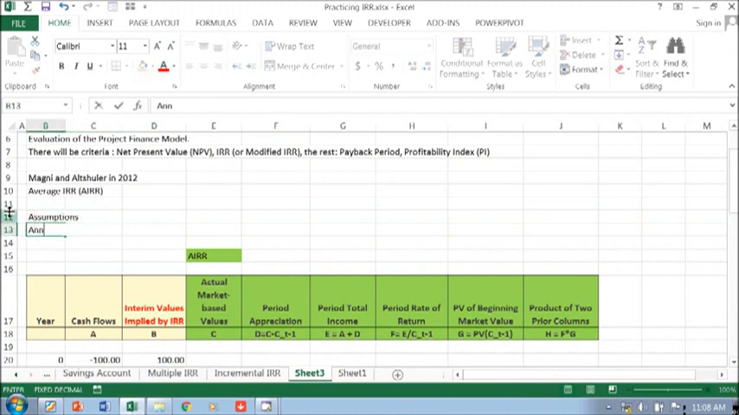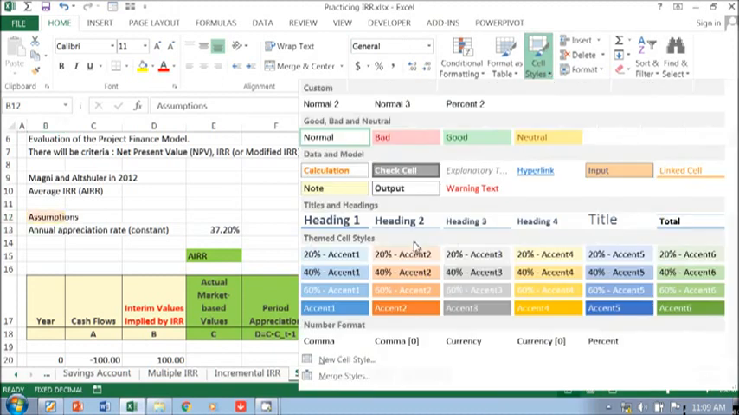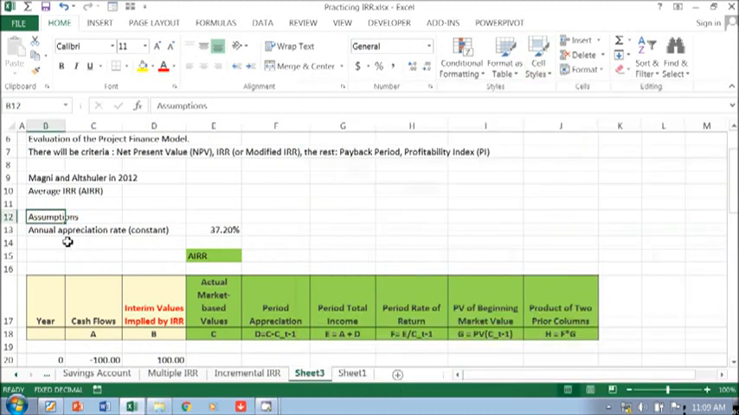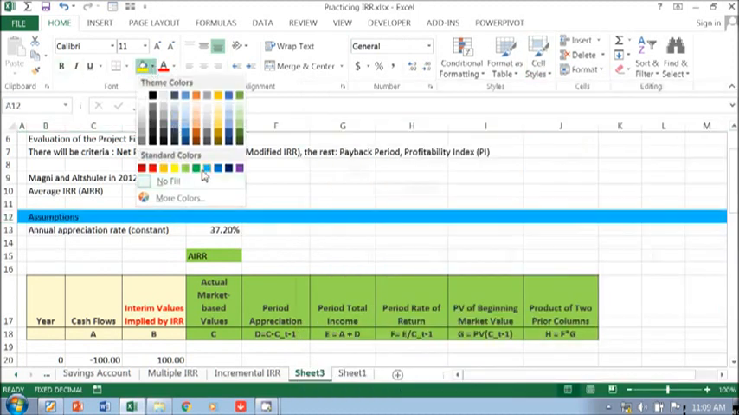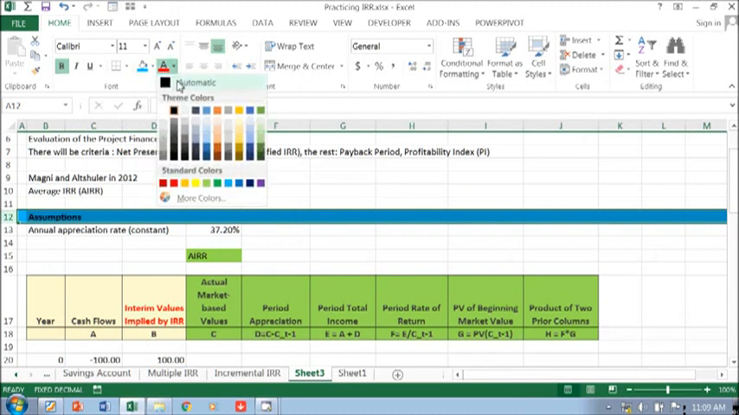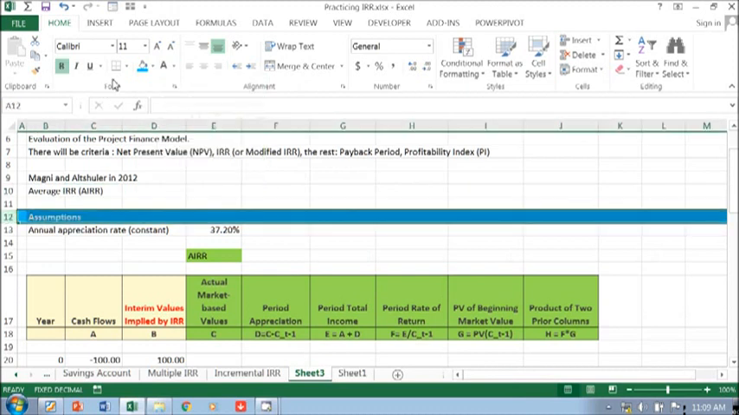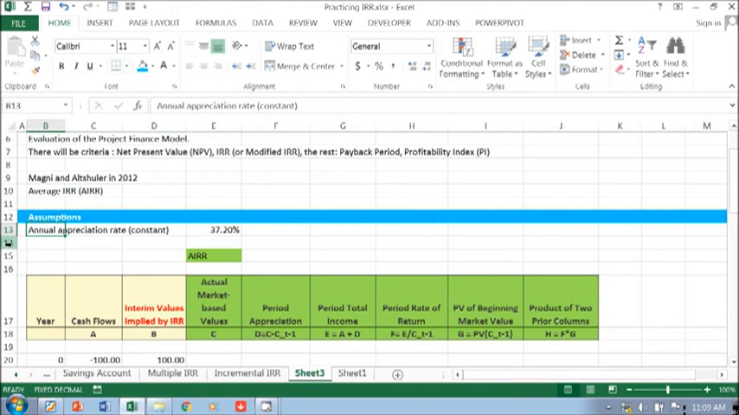And then you have annual appreciation. So this is a constant rate. I can put here 37.2%. I use the same example as Magni and Schuller used. Just change that a bit. Go wide. Okay, I can make it a bit bigger. So we have one assumption here.